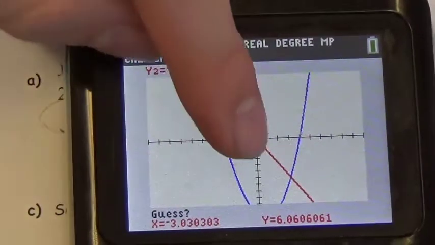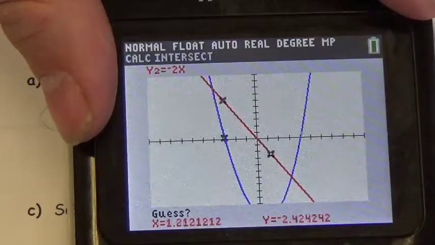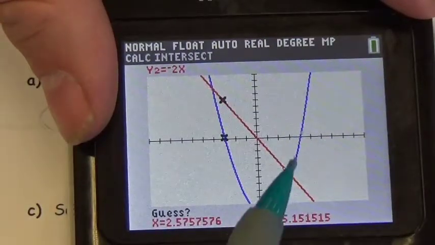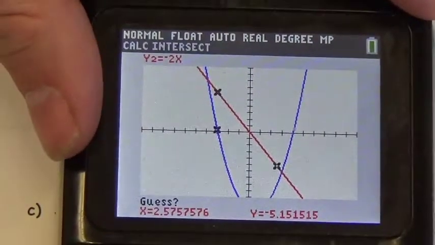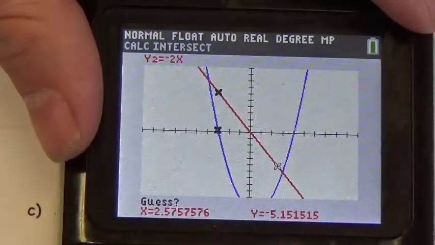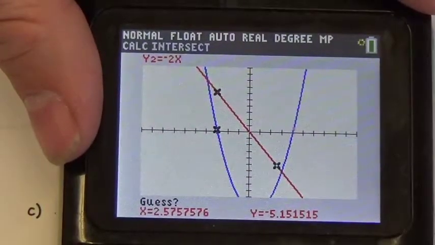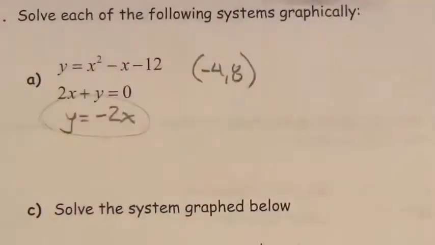But if you wanted to find this point of intersection, you need to make sure its guess is close to that point of intersection. It doesn't have to be right on it, but it's got to be close to it. It's where the guess is that's important. Now, if you just move the cursor close to that point of intersection to start with, you won't make this mistake. But if you press enter, it's going to find that point of intersection, 3, negative 6.